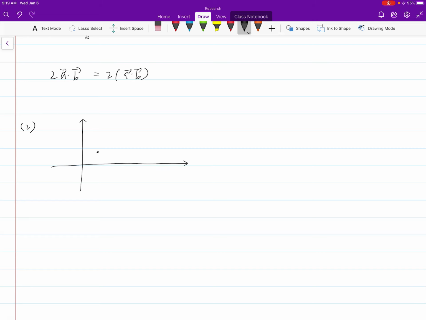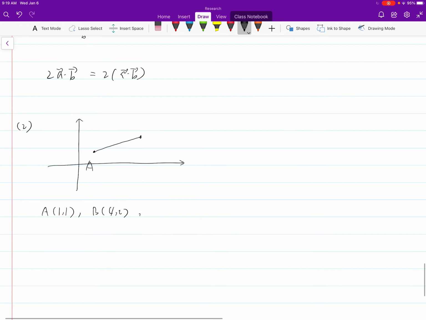A, (1, 1). B, (4, 2). C, (2, 5). Okay, so we have a triangle.